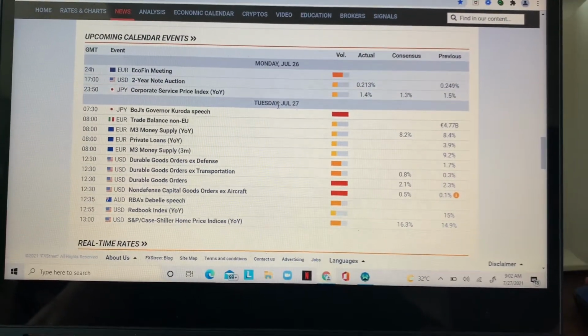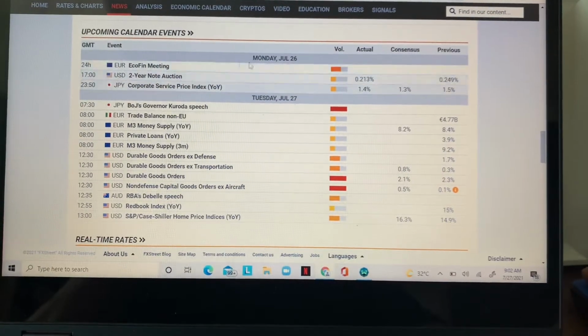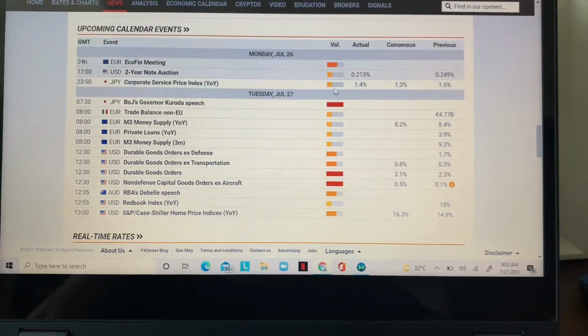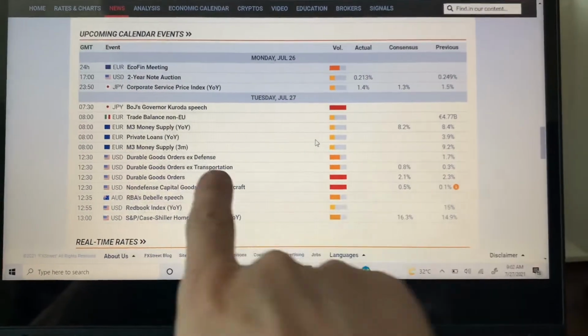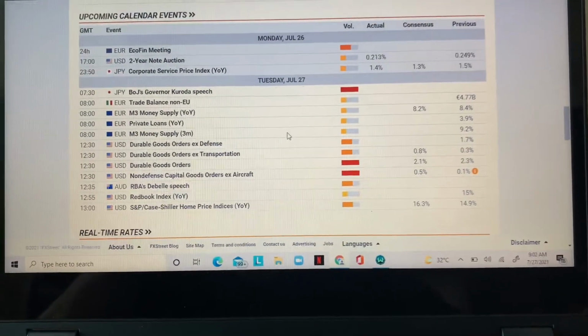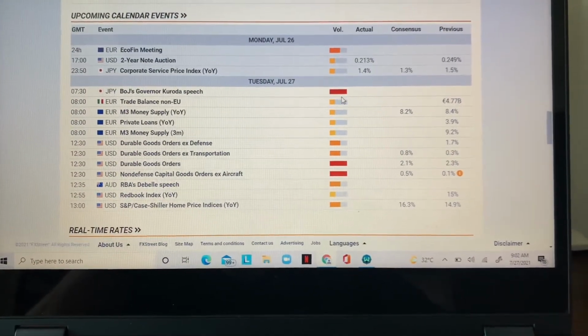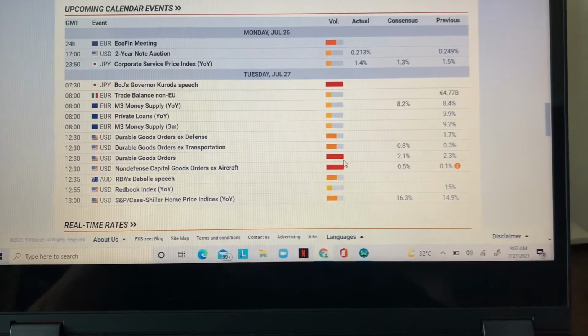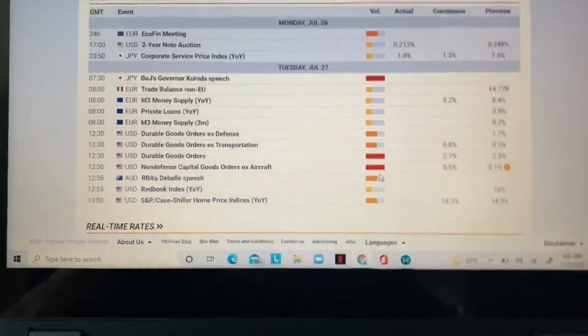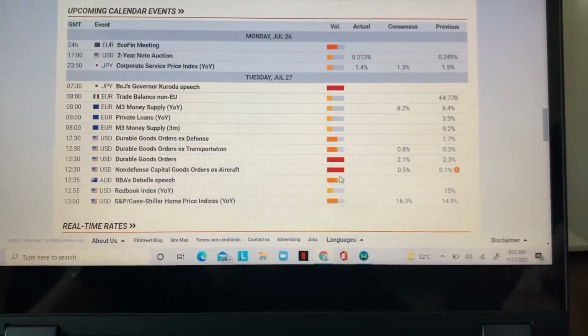So obviously today's Tuesday. Monday there was no news. Well, there is news, but there's no news that really affects the markets too well. Tuesday, this is the news here. What you're looking for, is there any red? So this is red, that's red, and that's red. So what does that mean?